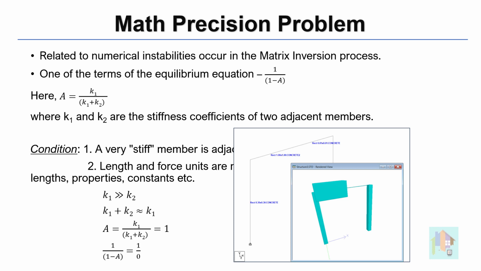For example, consider this type of property assignment. A large variation of stiffness between connecting members may cause instability problems. If you want to assign a very rigid member by assigning a large section or very high E value, you should check this condition.